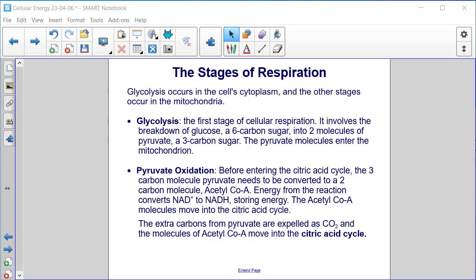Pyruvate oxidation is the next step. Before entering the citric acid cycle, the 3-carbon molecule pyruvate needs to be converted to a 2-carbon molecule, acetyl-CoA. Energy from the reaction converts NAD+ to NADH, storing energy. The acetyl-CoA molecules then move into the citric acid cycle. The extra carbons from pyruvate are expelled as CO2.